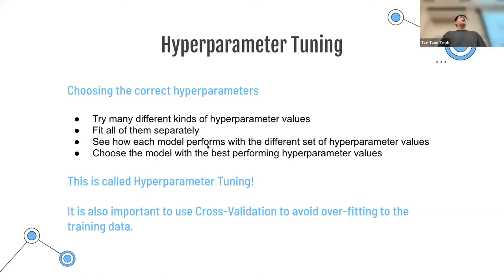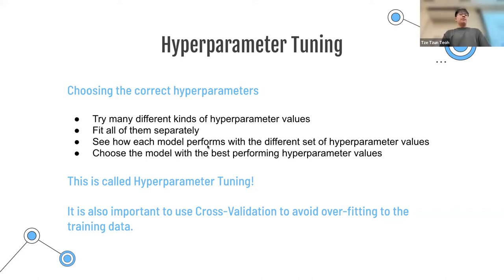So the idea is, you want to try all different kinds of hyperparameter values, because we don't know which hyperparameter values will give us the best performing model. So we want to try as many hyperparameter values as we can. We want to fit all these different sets of hyperparameter values separately, and then see how each model performs with the different sets of hyperparameter values that we specify. Then we'll choose the best model, the model with the best hyperparameter values, based on the performance metric that we specify. So this, in a nutshell, is just hyperparameter tuning.